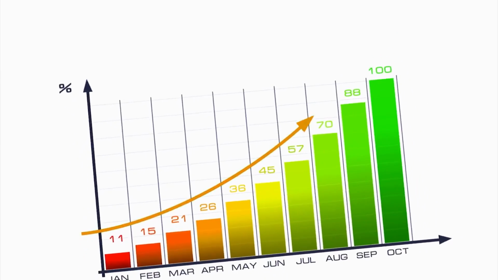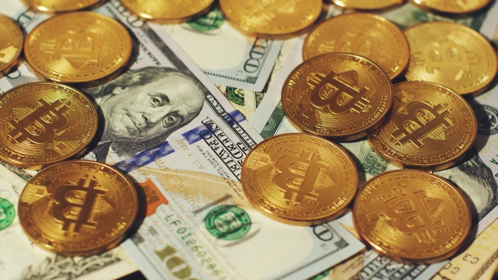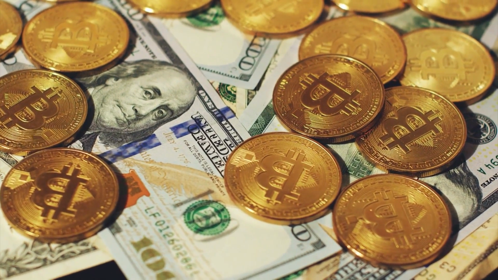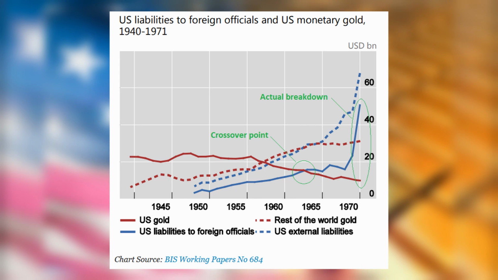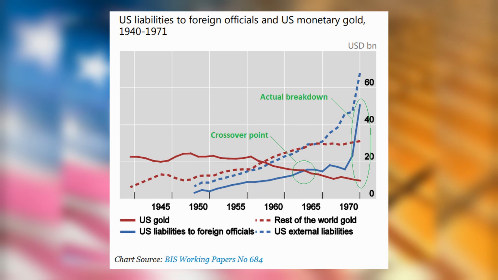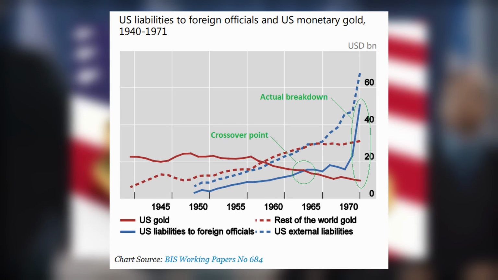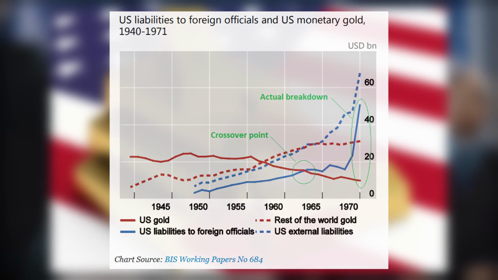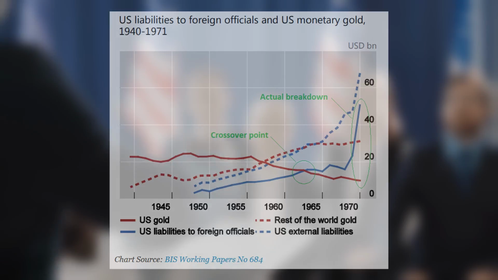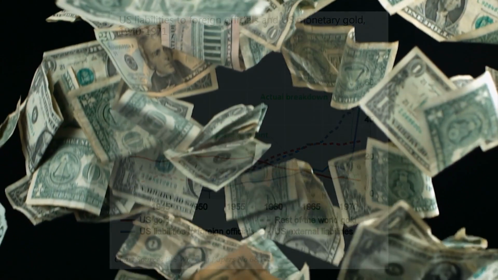The US began the system with more gold than foreign liabilities, but the gap quickly began closing the first few years. Now, by the late 1950s, US external liabilities exceeded US gold reserves. By the mid-1960s, a subset of US external liabilities that were owed to foreign officials exceeded the US gold reserves, which was the true crossover point where the system became truly troubled. And by 1971, the system broke down and was defaulted on by the United States.